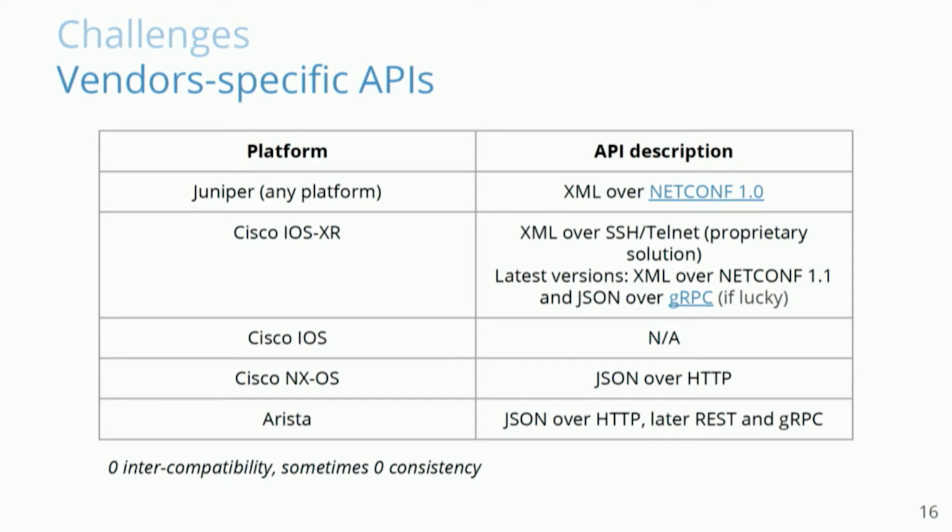And if you're lucky, and you have the right combination of hardware and software, you will get JSON over gRPC, which I understand is good, but you really have to be lucky. I'm not. Cisco IOS has no API at all, so you have to do the majestic screen scraping. You basically spawn an SSH connection to the device, execute a command like you would do on the CLI, and you get this text and you parse it. This is called screen scraping.